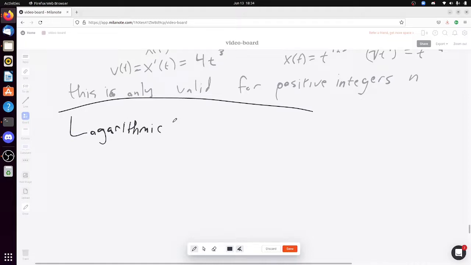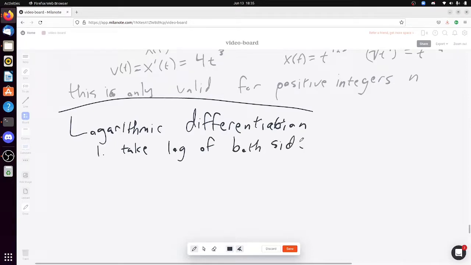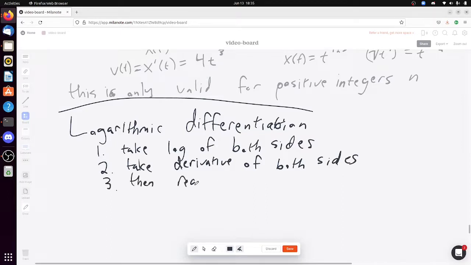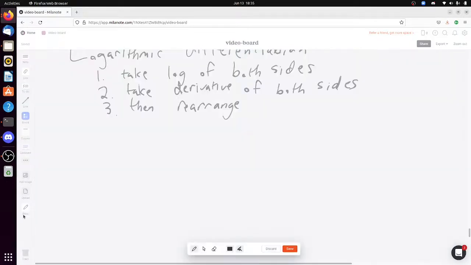And this is pretty handy. You can use it to solve a bunch of different proofs, and if you're given a difficult problem to solve, this is logarithmic differentiation. So the idea is: take the log of both sides, take the derivative of both sides, then rearrange. There are a lot of videos online showing you the basic mechanics of logarithmic differentiation, but I just want to give you a basic idea now.